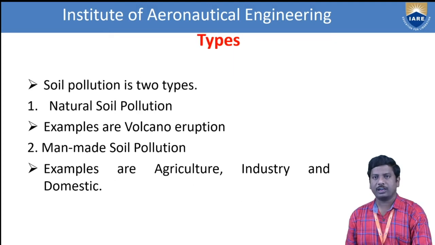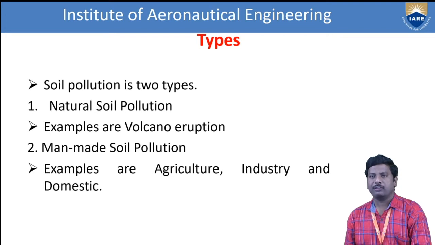Now see what the types of soil pollution are. Soil pollution is classified into mainly two types. One is natural soil pollution, and the second one is man-made soil pollution. For natural soil pollution, what are the examples? Volcano eruption. Whereas for man-made soil pollution, the examples are agriculture, industry, and domestic.